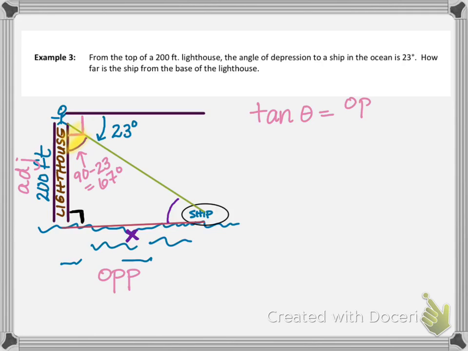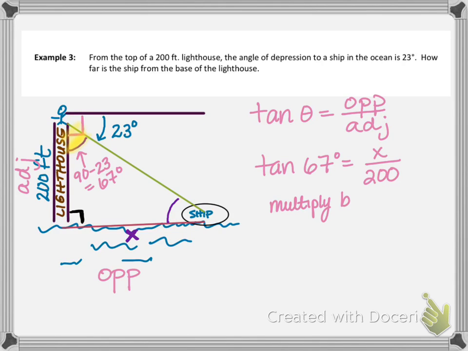So you write out your equation and you substitute with what you know. So tangent, my angle is 67 degrees because it's the inside angle, not the angle of depression, equals my opposite side, length x, over my adjacent side, length 200. And again, you are going to need to multiply by 200 on both sides to isolate your x. So you're going to end up with 200 tangent of 67 degrees in order to isolate your x.